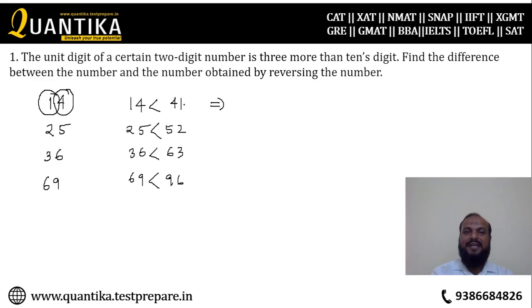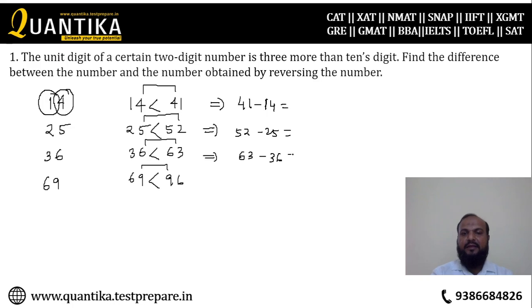Now what will happen? Take the difference. If you take the difference in all the above cases, what do you get? If you're not getting 27, call me up. Okay? Right at the midnight. And I will answer you. What mistake have you done? 41 minus 14, 52 minus 25, all of them will result in the same answer.